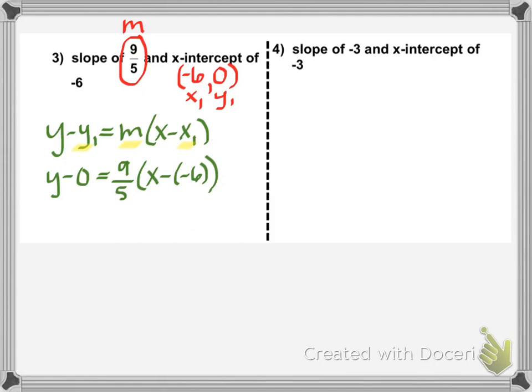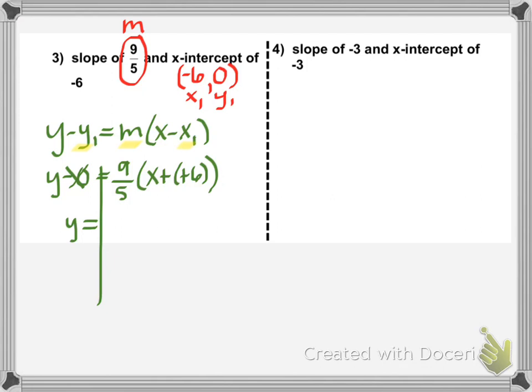So over here on the left, I've got minus 0. Well, minus 0 just doesn't mean anything, right? So that can go away. So I've got just y on the left side. Cool. On the right side, I see that minus negative 6. That's the same as adding a positive. So I can rewrite that as x plus 6.